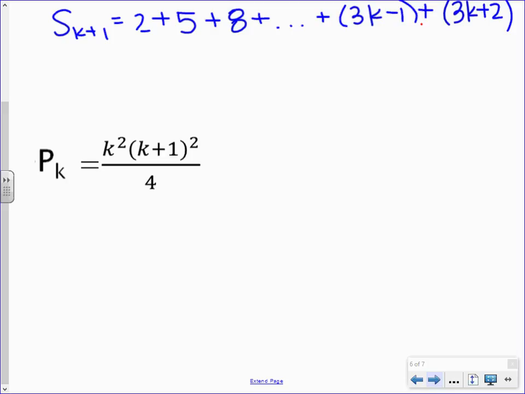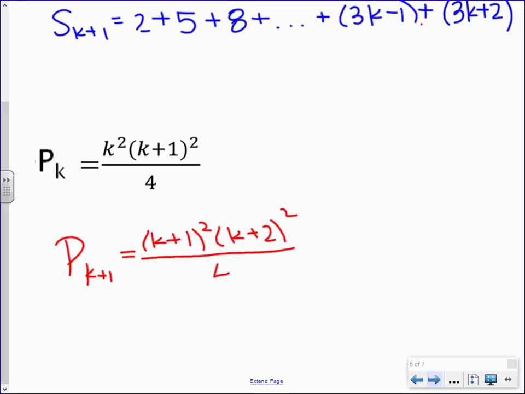Gabe, what do you have? Should I square the things out, or should I have left them squared? You should leave them. Okay, I have k plus 1 squared times k plus 2 squared over 4. Okay. So Gabe, I'm glad you asked that. I want you to leave it like this, okay? Your P of k and P of k plus 1 should have a similar format. If this is not multiplied out, then you don't want to multiply this out, okay?